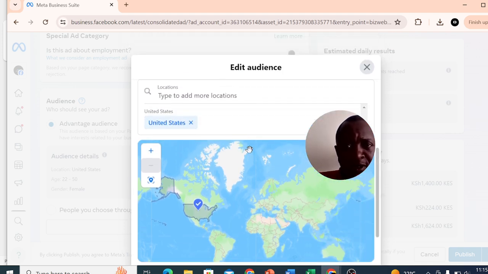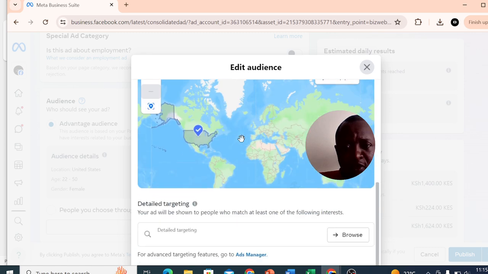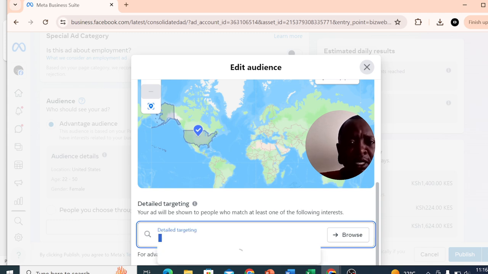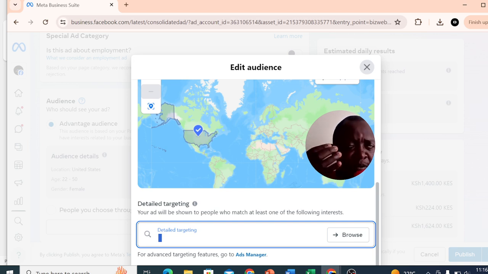Then the second thing we are going to do, we've now identified the location. We've changed the location correctly. Now we go to detail targeting, which is here. So what do you think people who have buying power like? Okay, in short, we are asking what are the interests of people who have buying power.